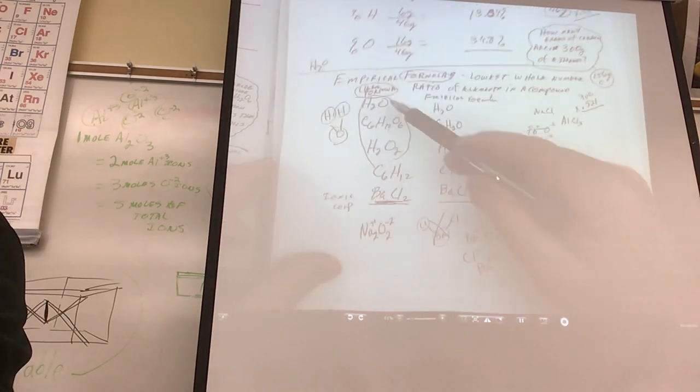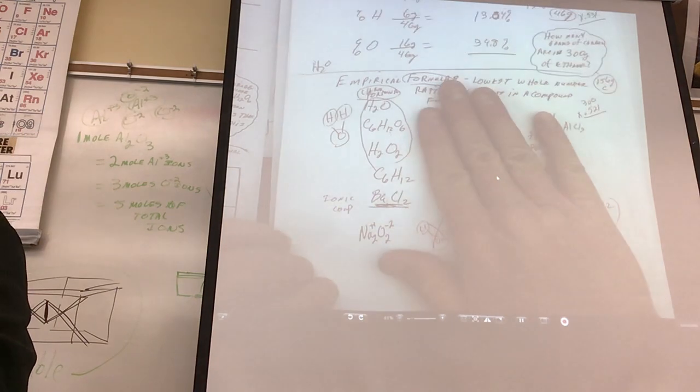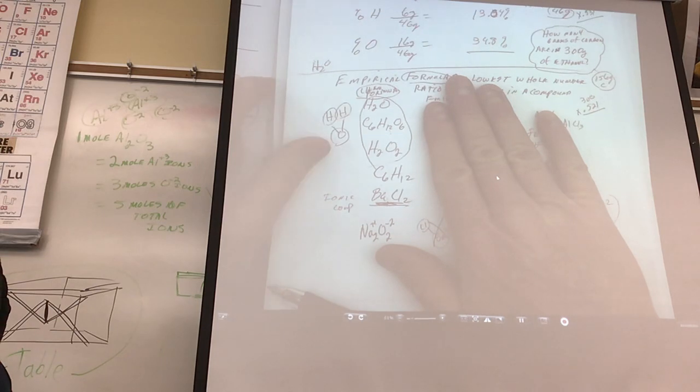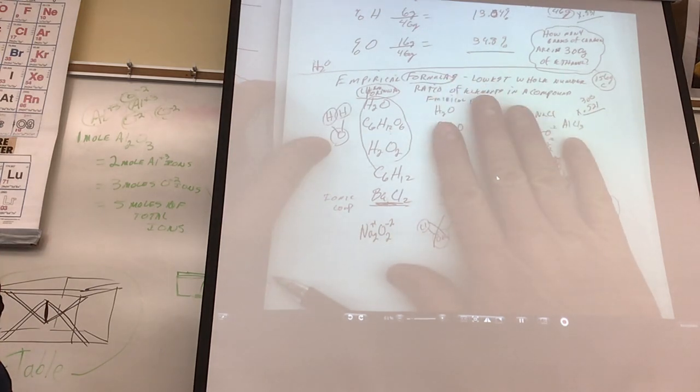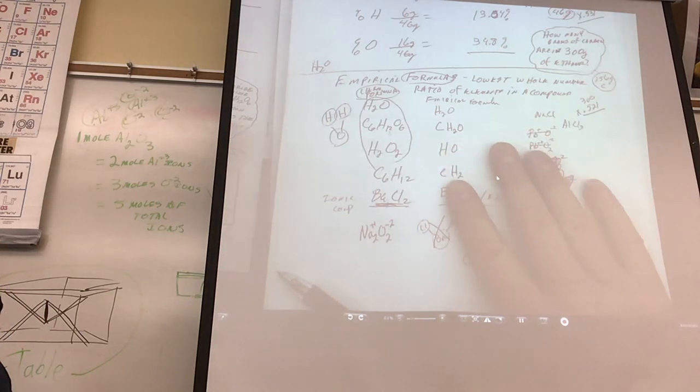Now these are real chemical formulas. But are they reduced? Some of them are. Can you reduce H2O? No. So the empirical formula for water is also H2O. What about glucose, C6H12O6? What's the empirical? Very good. And what about hydrogen peroxide? Very good. You'll eat those kinds of questions up, won't you? And what about C6H12?